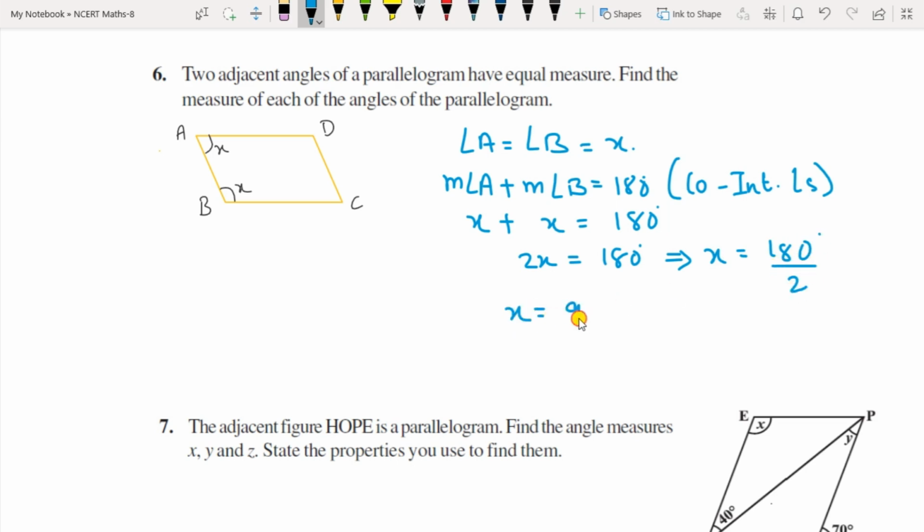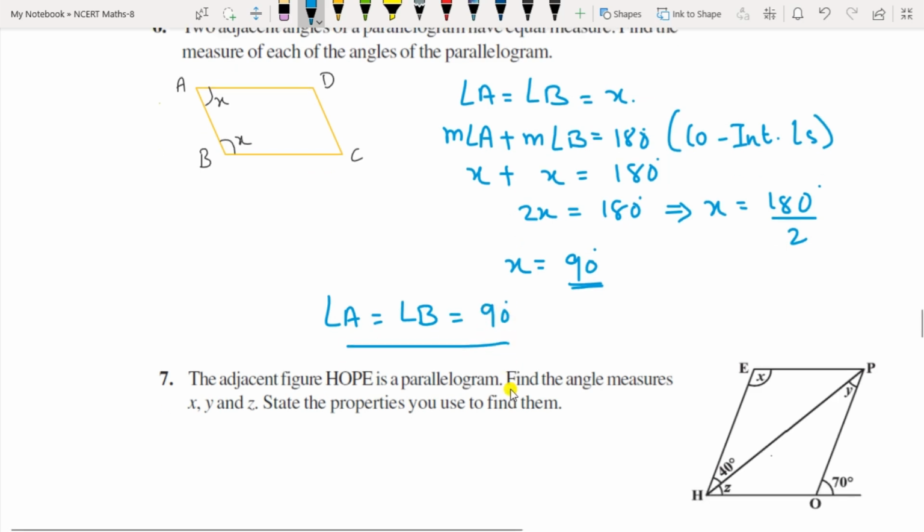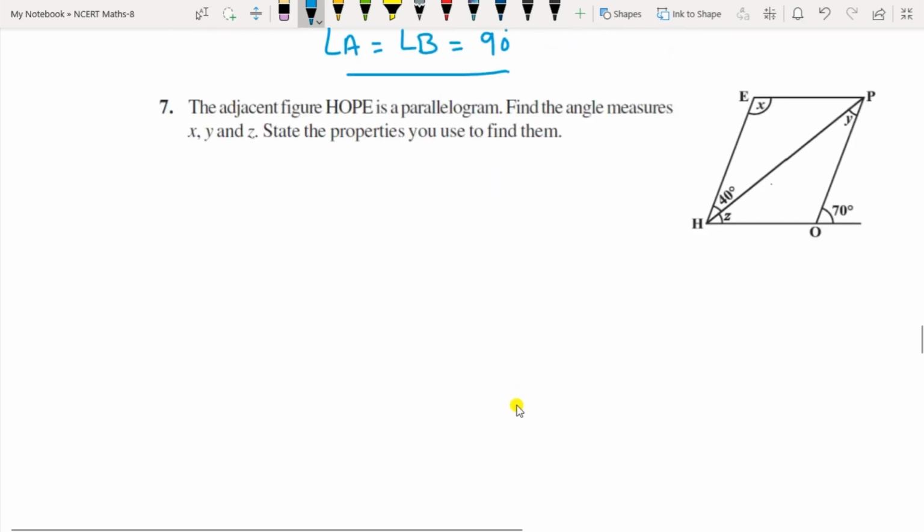So the value of x will become 90 degrees. So angle A is equal to angle B, that is equal to 90 degrees. Okay, this way. Question number 7 is given.